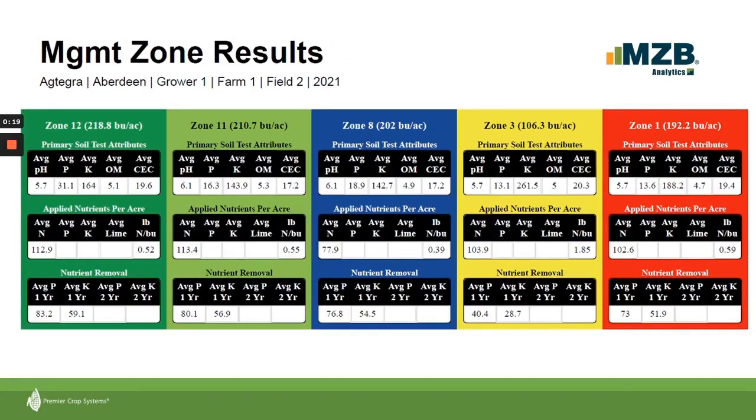When breaking down your MZB zones, you can see the average soil test values for each of the zones coupled with the applied nutrients specific to each zone. By understanding what nutrients are feeding each zone, we can focus not only on driving higher yields, but doing it as efficiently as possible. In the last line, you'll see nutrient removal by zone. Knowing this information gives you a quick answer to the question, am I replacing what I am taking off?